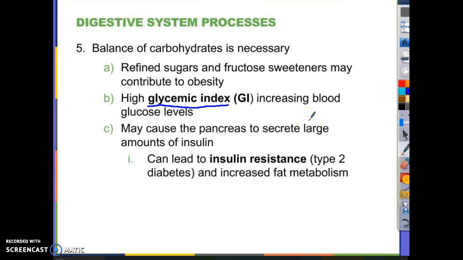Things like peanut butter has a certain amount of carbs in it, but it processes very slowly, and that glucose is released over long periods of time instead of all at once.